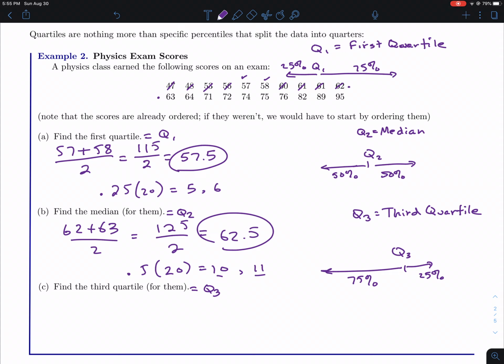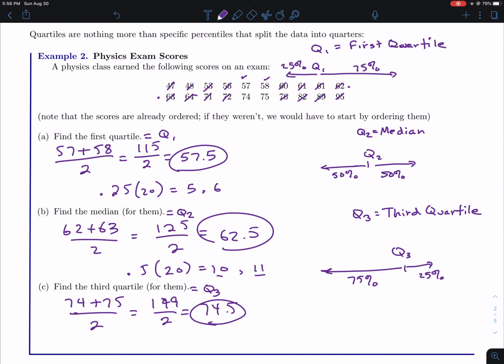So finally, third quartile, same thing. You can either use the 0.75 method or you can use my little scratch out method. If I do the scratch out method, again, I don't end up with a single number. I end up with a pair of numbers. So take 74 plus 75, divide by 2. So we get 149, which gives me 74.5.